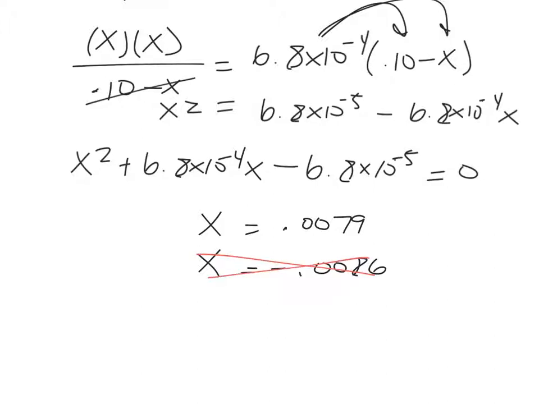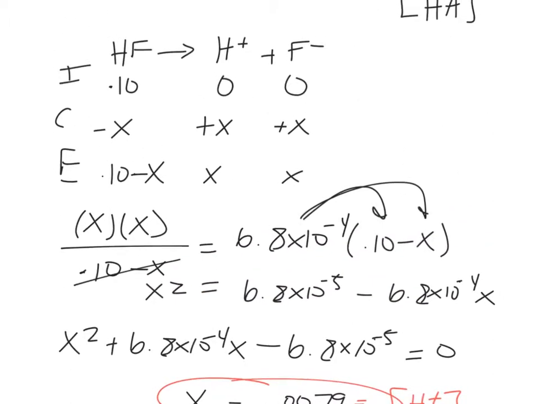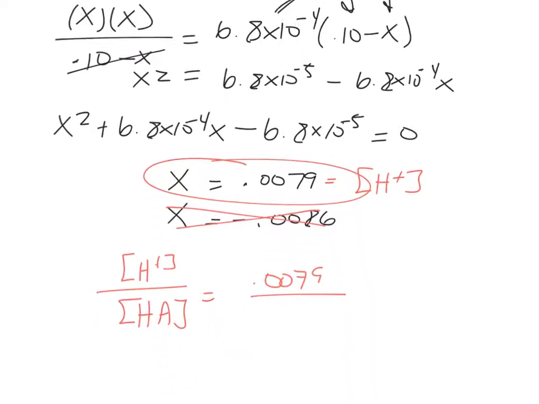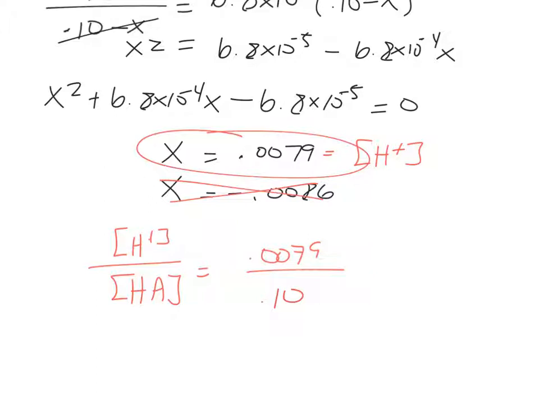I'm going to take this, and that is the concentration of my H+. If I plug it back into the ice table, that is X. So if that's X, then that's H+. So if I want to find percent ionization again, I do H+ over the original concentration of the acid. In this case, it's 0.0079 divided by the original concentration of 0.1, times 100 to get percent ionization. And the answer I get is 0.079%, which means that less than 1% of HF actually makes it to ions, based on the Ka value, which is not a lot.